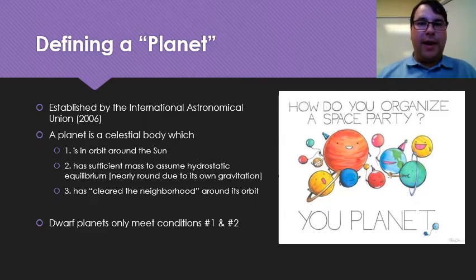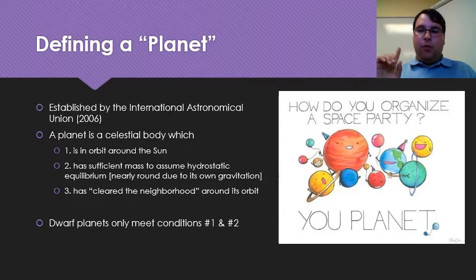So there goes all the asteroids, right? There goes all the comets. So we have objects that are in orbit around the sun, and we have objects that, due to their own gravitational pull, they are round. The third is going to be the object that is orbiting around the sun and round due to its own gravitation has to have cleared its local neighborhood.